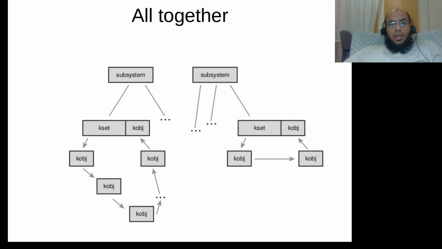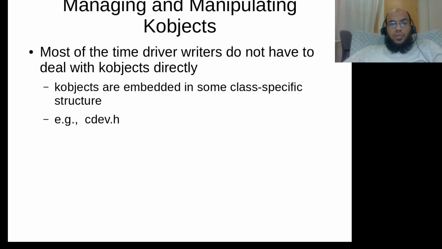So putting everything together, you have multiple k objects that are all linked in a k set, and these k sets together will form the subsystem that you're trying to describe. Most of the time, as I said, you will not deal with k objects at all. You will deal with some wrapper classes on top of them, or some abstraction layer on top of them, like cdev.h, for example.